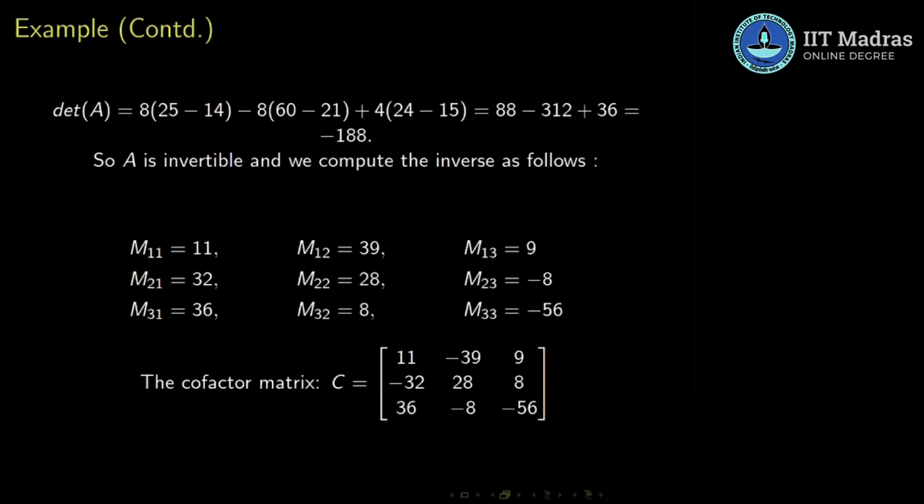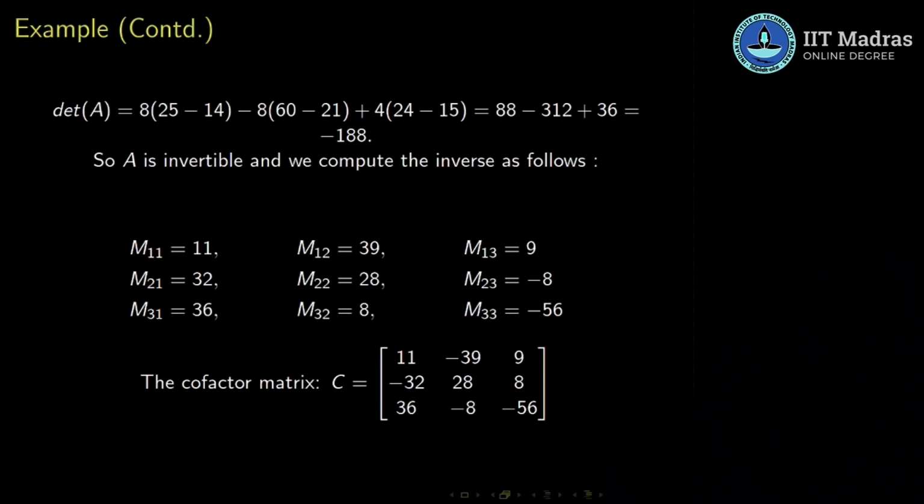So, how do we compute A inverse? Well, we have to find the minors. This is what the minors are: 11, 39, 9, 32, 28, minus 8, 36, 8, minus 56. You will have to do this. I trust now we can all compute determinants, and so you will be able to do this. Just to reiterate, to compute the 3, 2 minor, you have to hide the third row and the second column and compute the determinant of the remaining matrix.